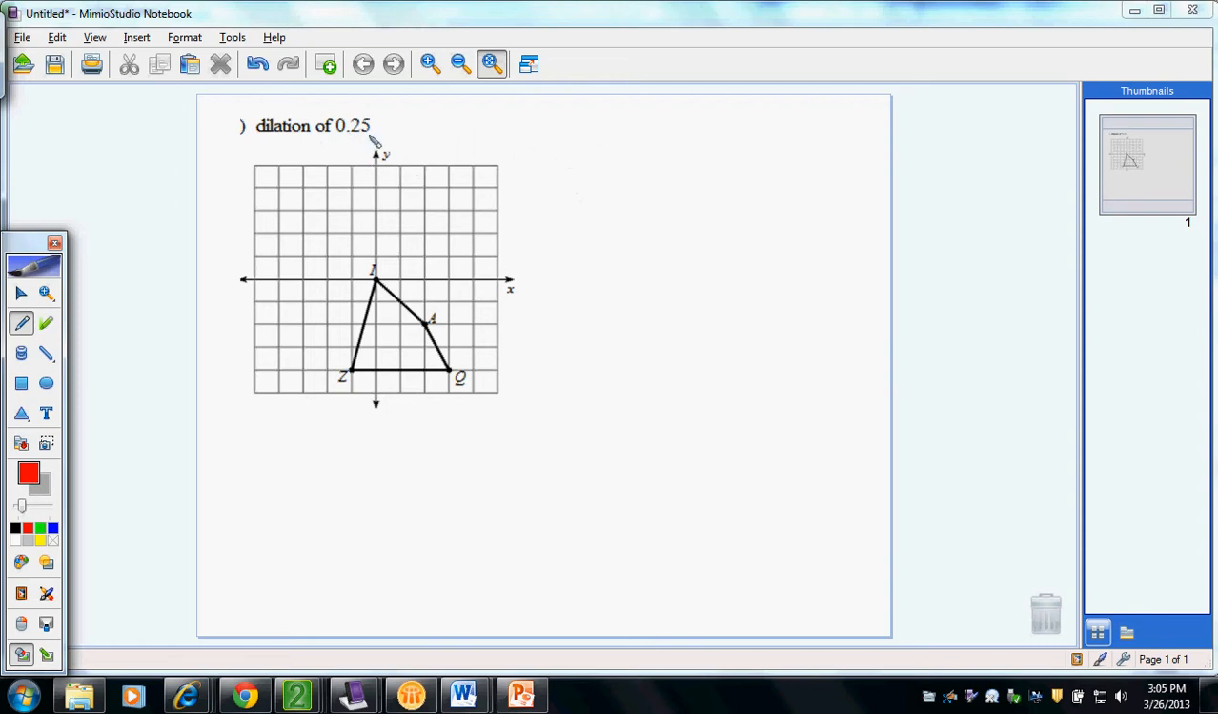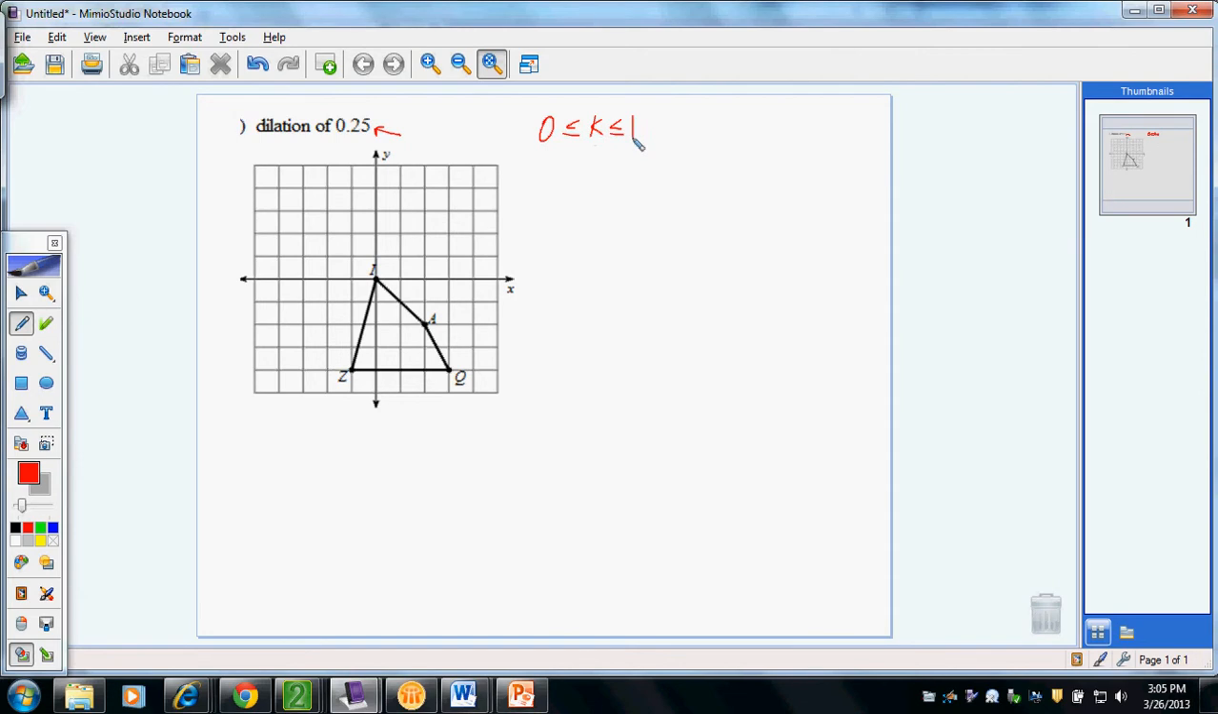Okay? So this scalar right here of 0.25, let's just call it K. If K is between 0 and 1, then we're going to shrink the image. However, if K is greater than or equal to 1, then we're going to enlarge it. Alright, so let's take a look at what we have here.